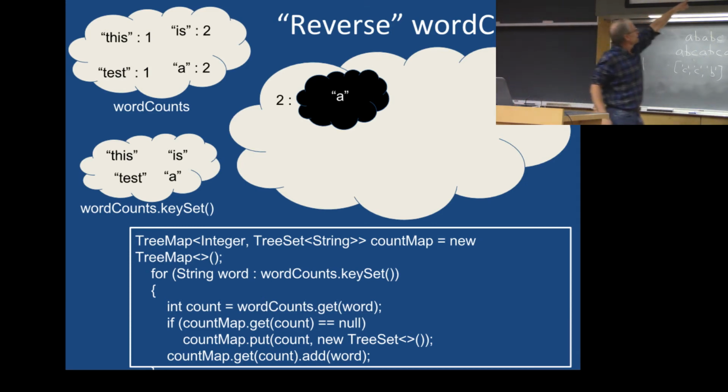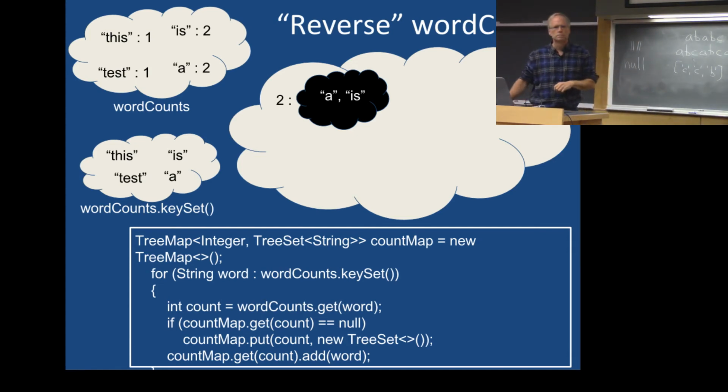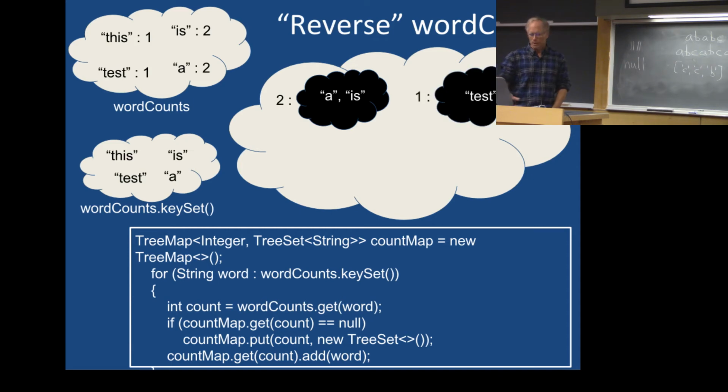We do the get and find out that there's already a set associated with 2. And so we skip to the last line here. We get that set, that black cloud, and add to it. So the first time through the loop, we end up changing the same black cloud both times. We create it and change it twice. And the same thing should have happened here, but I messed up, so that's wrong.